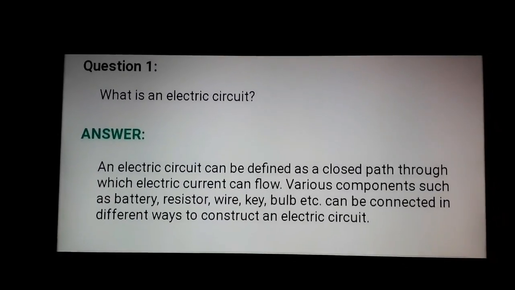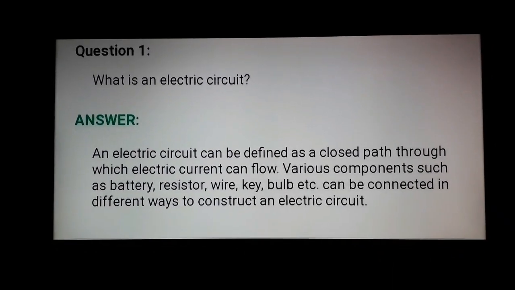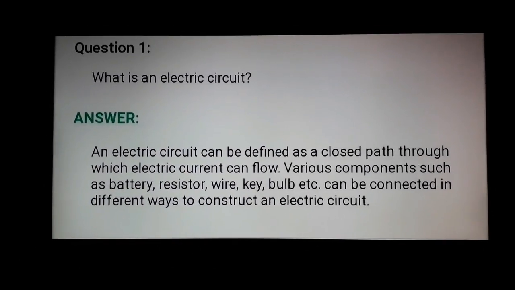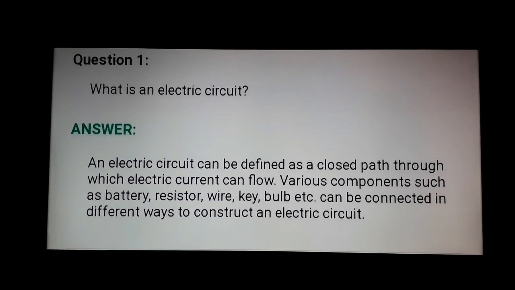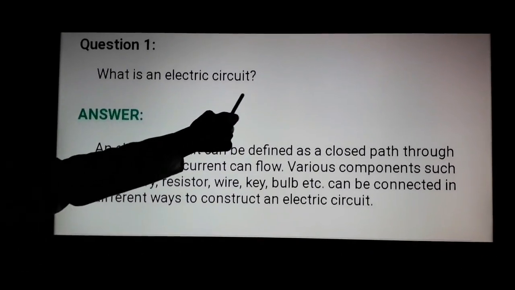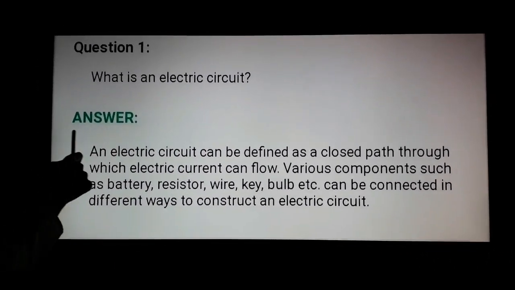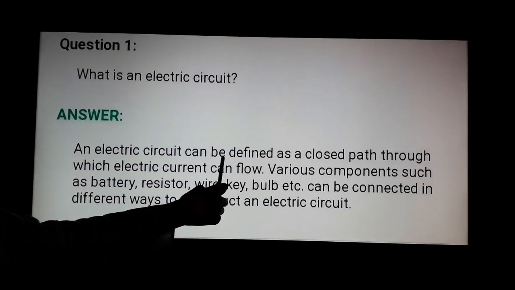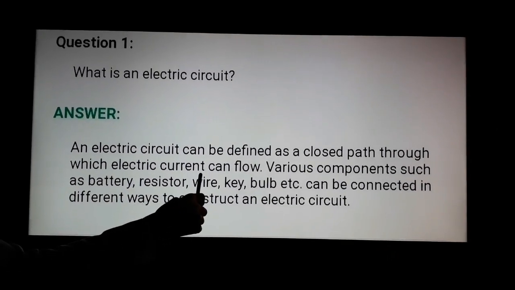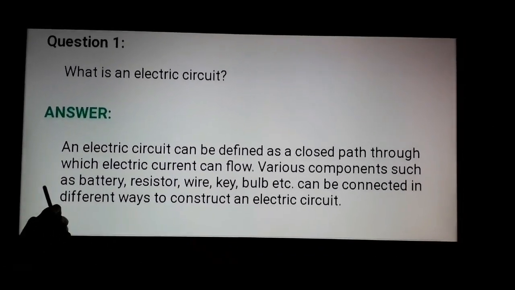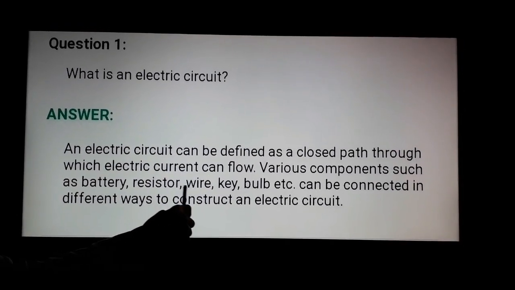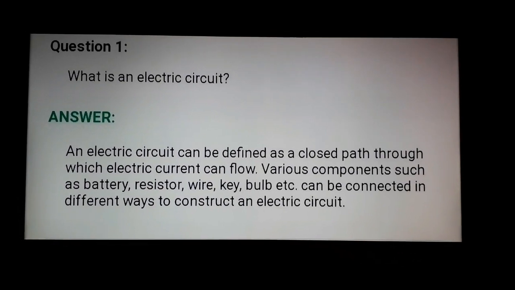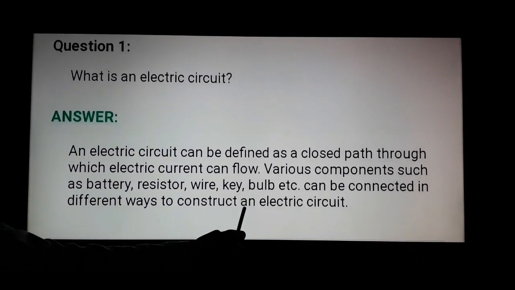Now, here's the answer. Electricity is produced by using the electric circuit, and the flow of charges containing electron charge is known as electricity. Now, the very first question arises: what is an electric circuit? So, here's the answer. An electric circuit can be defined as a closed path through which electric current can flow. Various components such as battery, resistor, wire, key, bulb, etc. can be connected in different ways to construct an electric circuit.